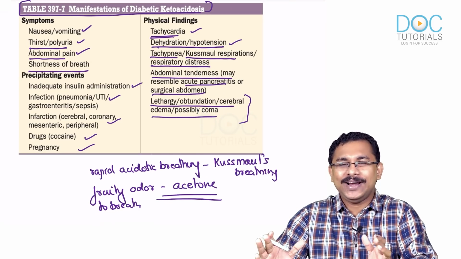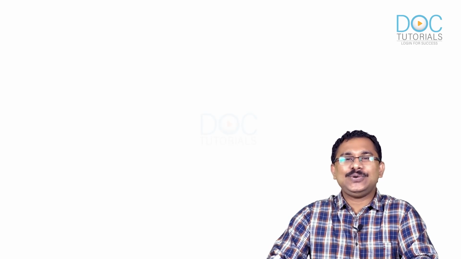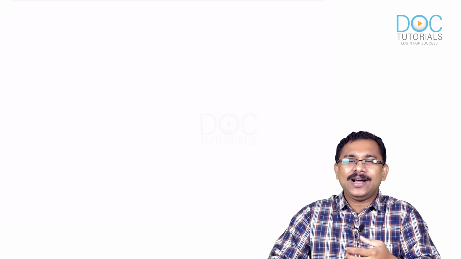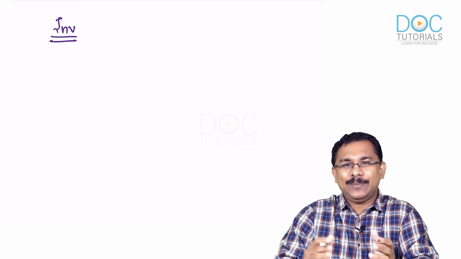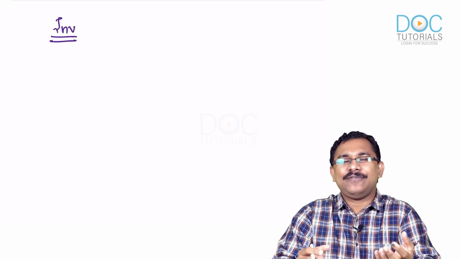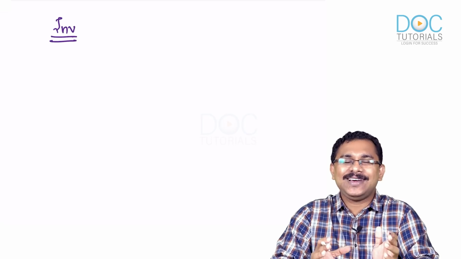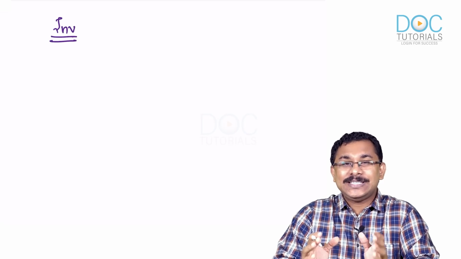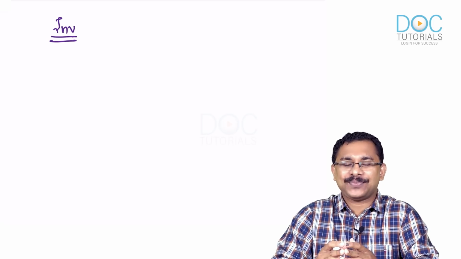So these are the spectrum of manifestations that you expect in a diabetic ketoacidosis. I hope you understood how the patient is going to present to you. Now suppose the patient has come to you in the emergency, how will you diagnose? History is very important. A diabetic patient may be triggered by inadequate intake of insulin or maybe some infections. Most often there will be some trigger for your DKA, and it is important that you treat the DKA as well as the trigger. That is very important.